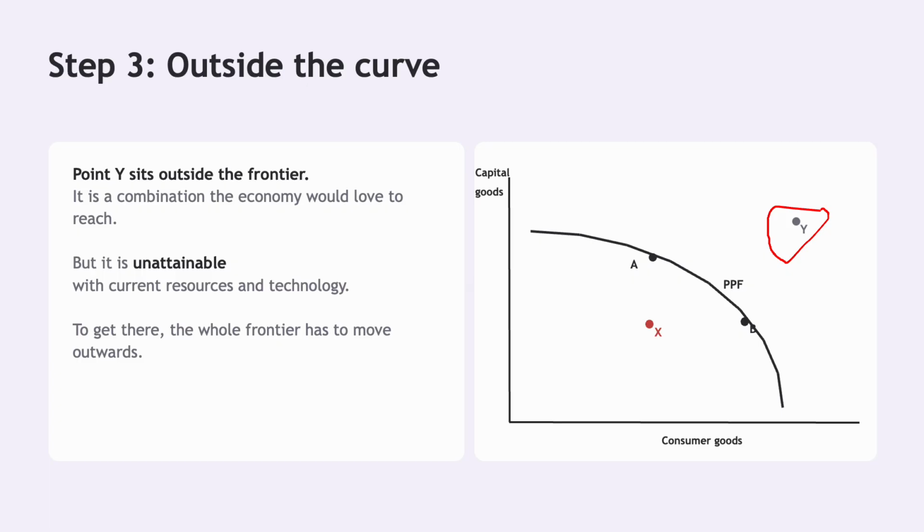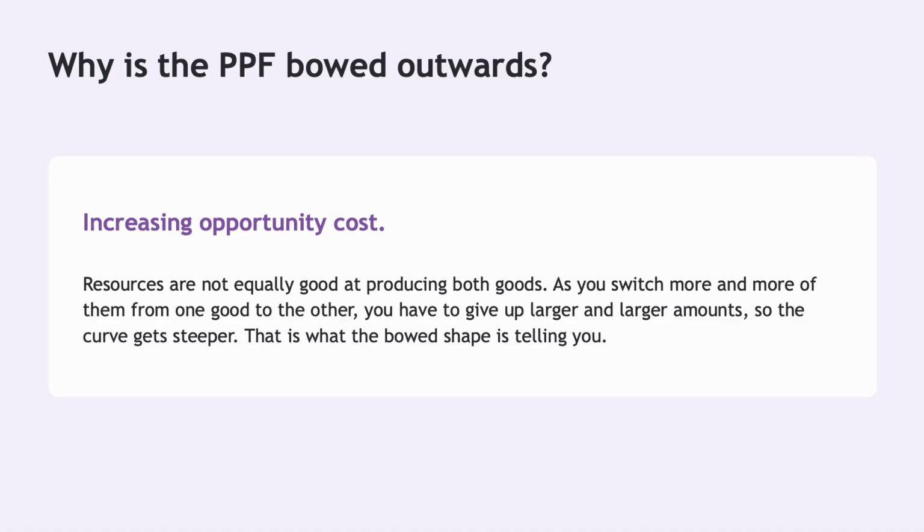Why is the PPF bowed outwards rather than a straight line? Because of increasing opportunity cost. Resources are not equally good at producing both goods. As you switch more and more resources from capital to consumer goods, you have to give up larger and larger amounts of capital, so the curve gets steeper. That bowed shape is the increasing opportunity cost.